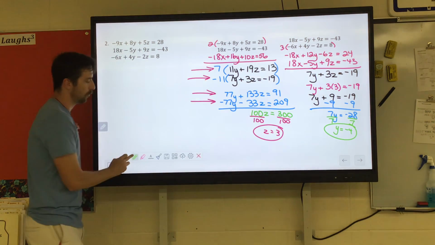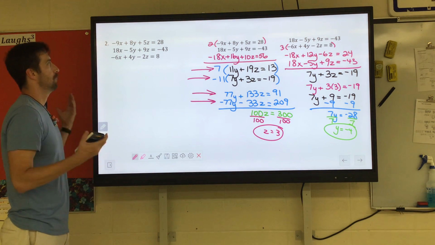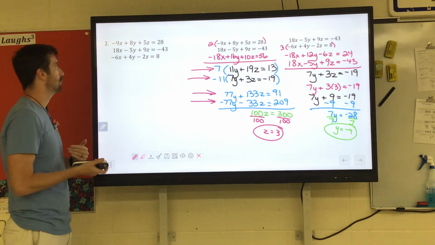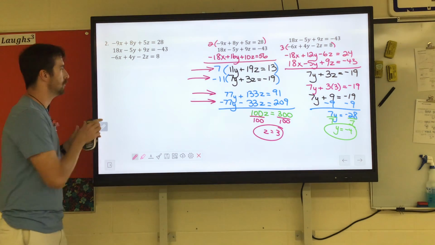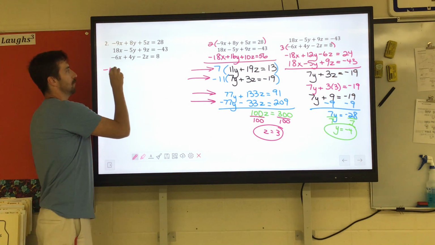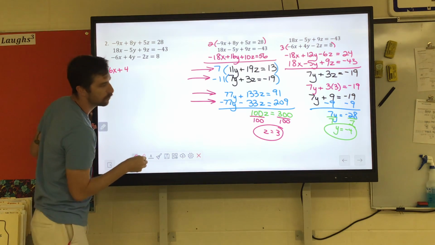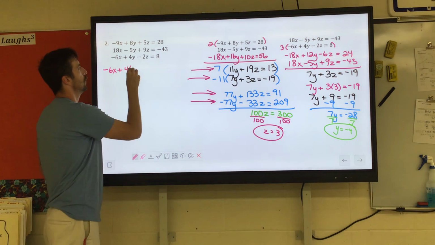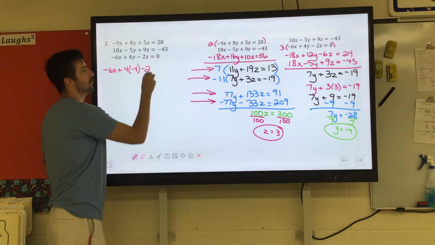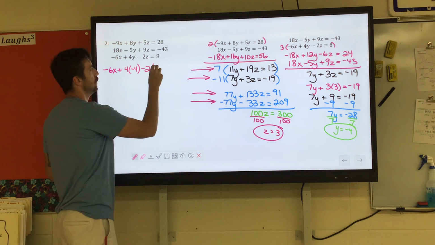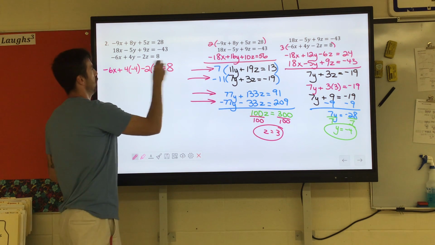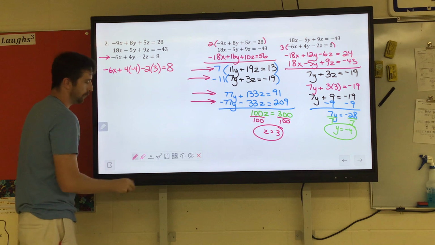So we gotta go back to one of the originals. They all look about the same to me. I'm going to go with the third equation. Negative 6x plus 4y. What was y? Negative 4, minus 2z is 3 equals 8. So this is the equation I'm working on.